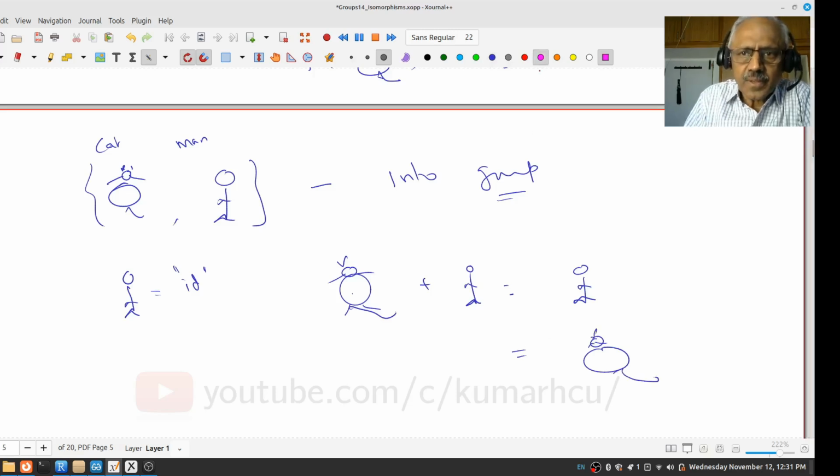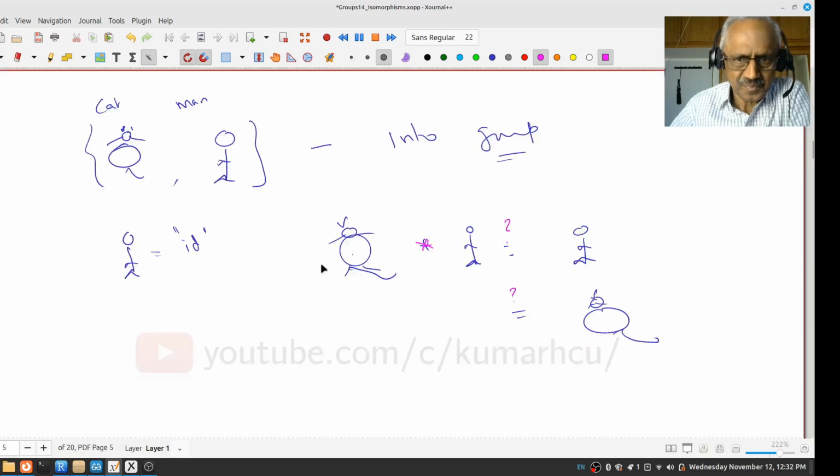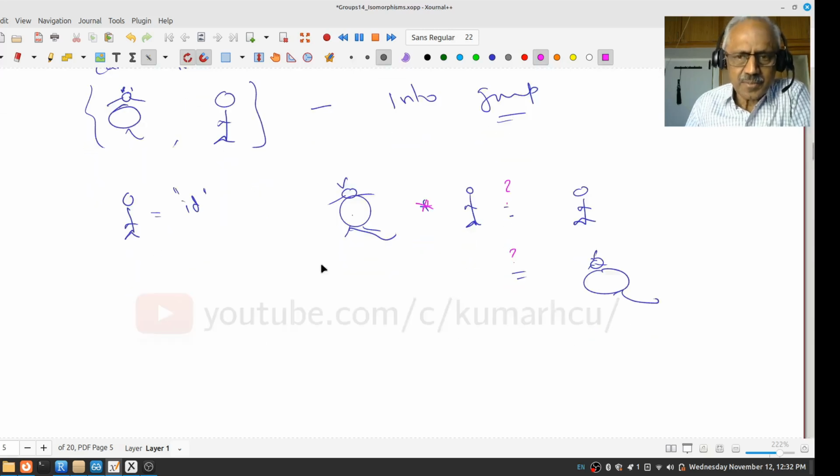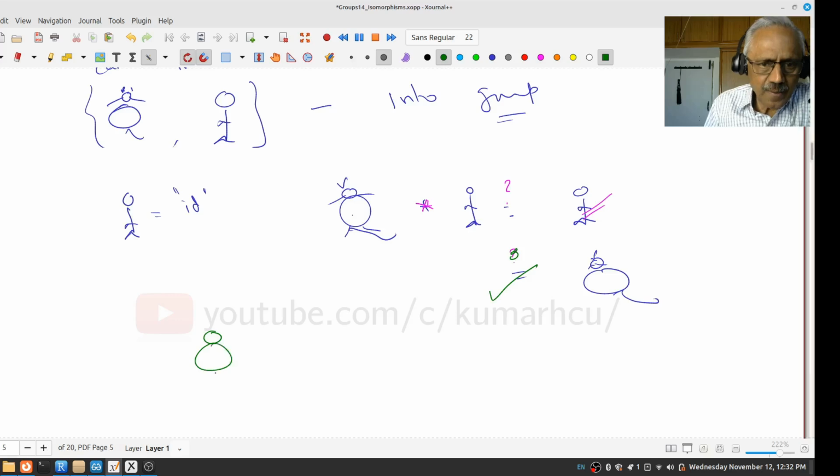Are you following? Because with a binary operation, when I do any two things, if you want to put a star, that should again be an element. There are only two elements, therefore it could be either the man or the cat. Which can it be? Since I declared this to be the identity, the correct answer is this. You understand? Okay.